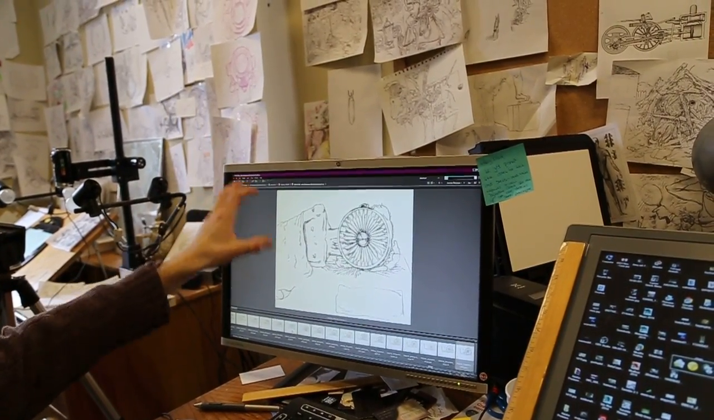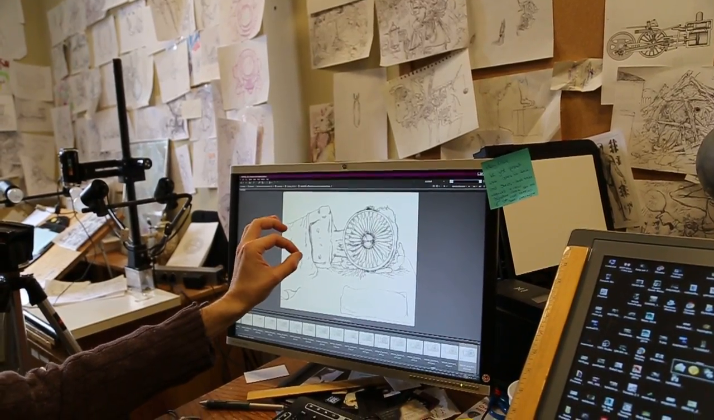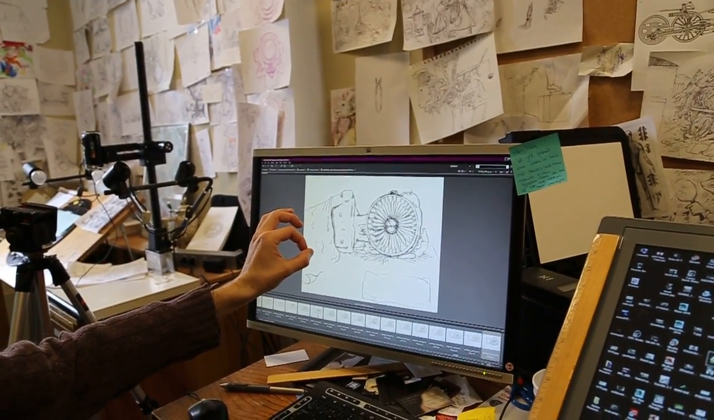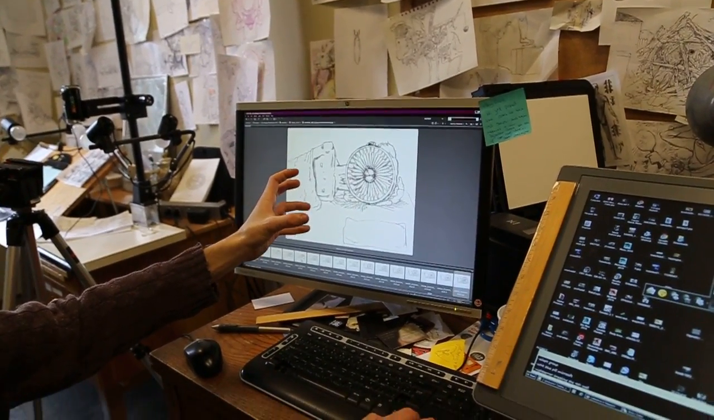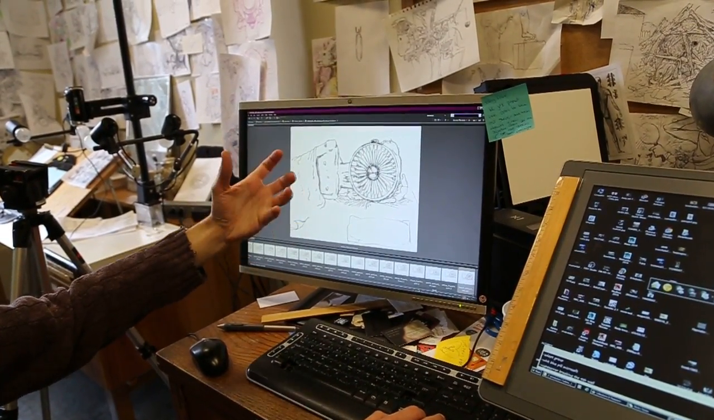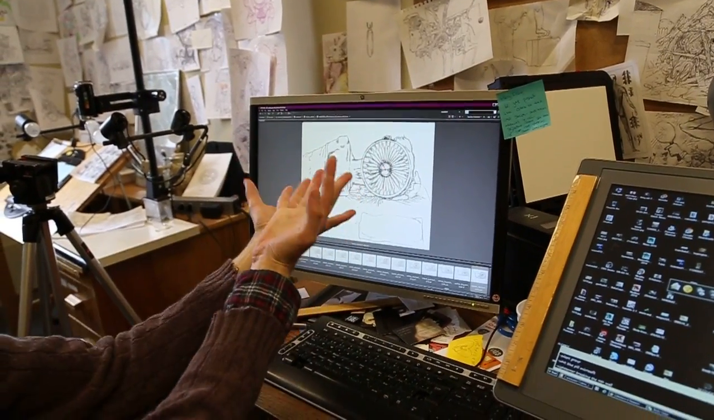You have it on the fan, you have it on the table, and it's basically the only geometric stable shape that you're gonna see throughout the film, and everything around it is fluid.